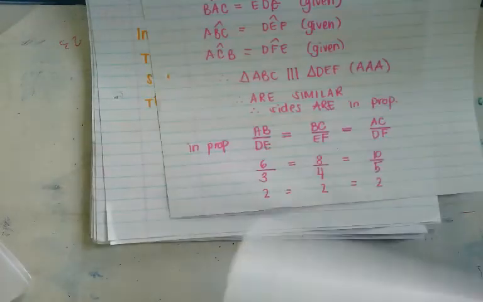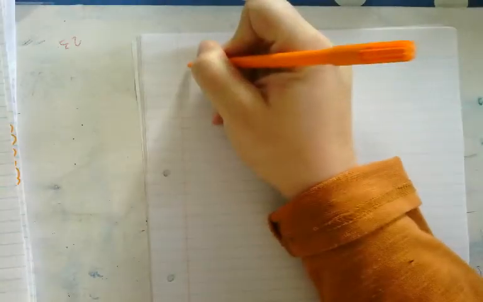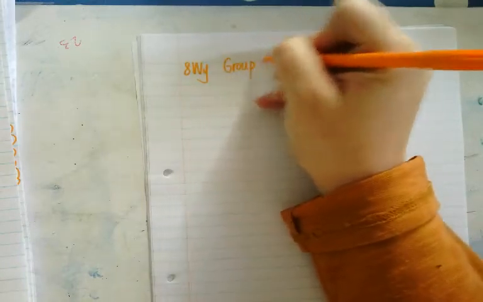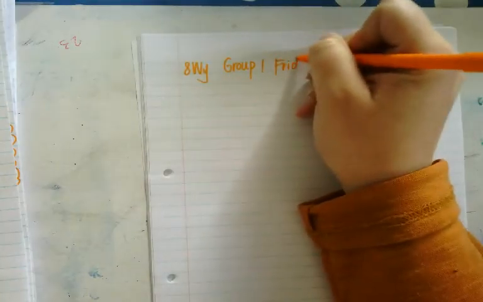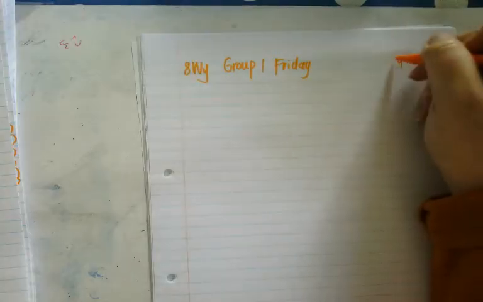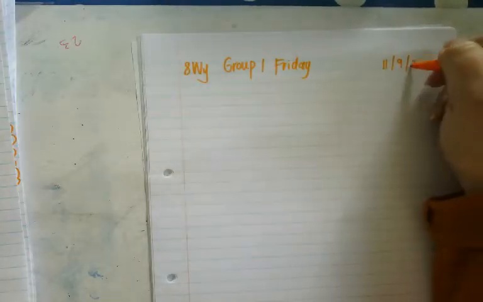Okay, working orange today. We are group 1 and it is Friday. Not a very good day when it comes to history, but still the 11th of September. Where's my mouse?